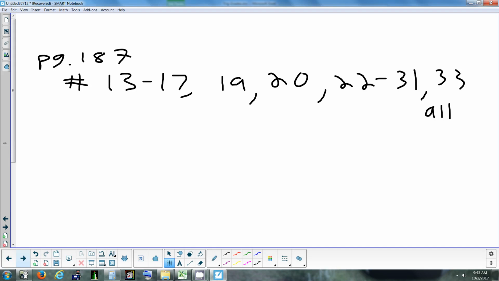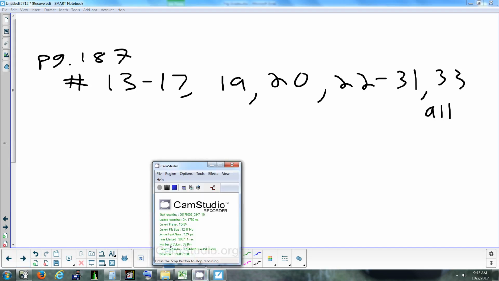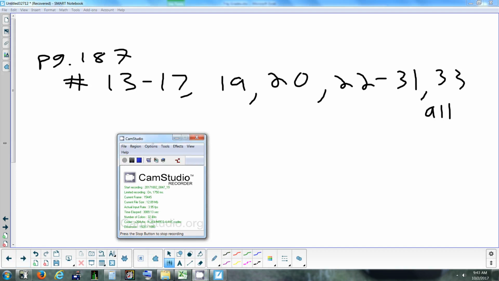Can you help with this calculator real quick? Yep. So if anyone needs help with their calculator, I'll come around now and I'll take a look at that.